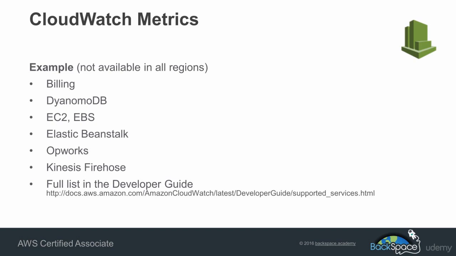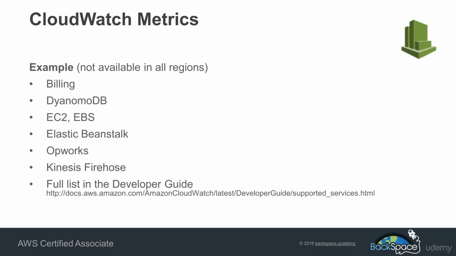So CloudWatch metrics are available across a wide range in the majority of AWS resources, but they're not available in all regions on all resources. So you really need to have a look at the full list that's online at the developer guide. Look at the online version because it's going to be updated when those services are more available. For example, that could be billing. So we not only look at it for resources, but we can also look at it for billing.